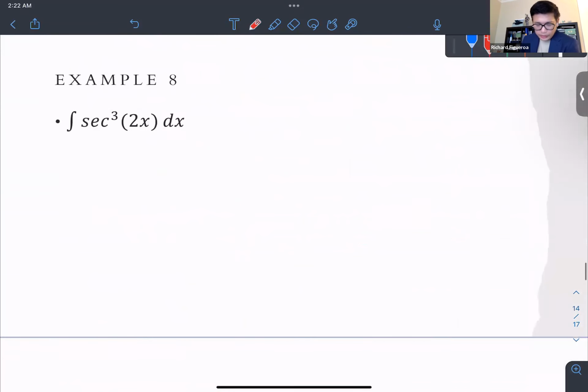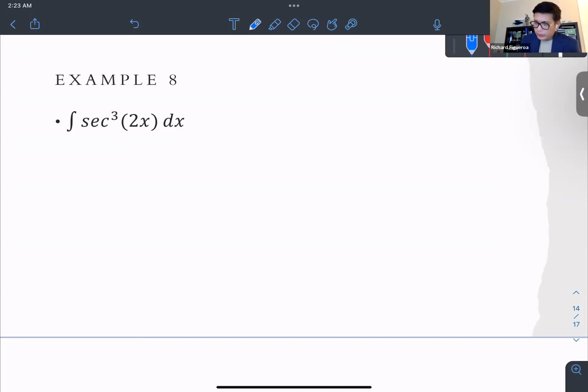So let's continue with example number 8. So example number 8, we have the integral of secant cube 2x dx. So this is another case in transformation. So that will be under case 5. But remember in case 5, when the exponent is odd, we skip that one, because that one can be solved using integration by parts.